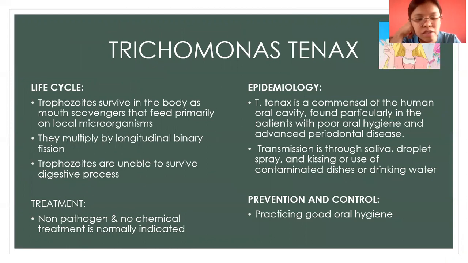Okay, the life cycle, trophozoites survive in the body as mouth scavengers that feed primarily on local microorganisms. They multiply by longitudinal binary fission, and the trophozoites are unable to survive the digestive process. So treatment, non-pathogenic, so no chemical treatment is normally indicated. So usually, pag nag-toothbrush ka, mawawash out din naman agad yung Trichomonas tenax. So, Trichomonas tenax is commensal of the human oral cavity, found particularly in patients with poor oral hygiene and advanced periodontal disease. So, transmission is through saliva, droplet spray, and kissing or use of contaminated dishes or drinking water. So, nakukuha din siya kapag ang couple ay nagsusubuan ng kutsara. So, prevention and control, practicing good oral hygiene. So, toothbrush and mouthwash.